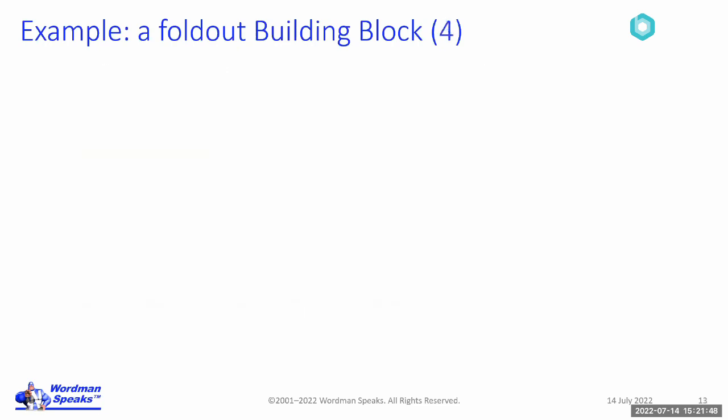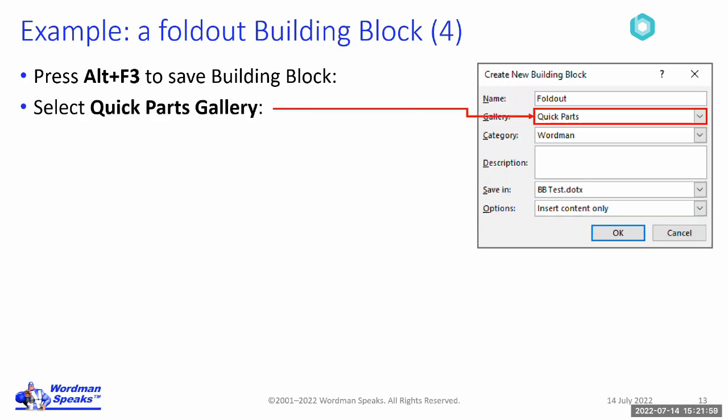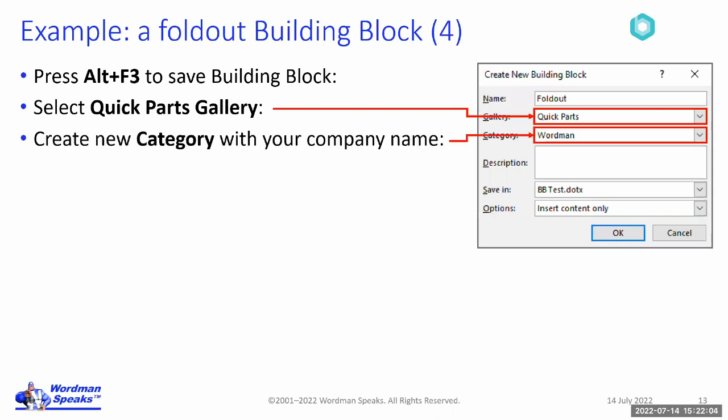Now we're going to press Alt and F3 together. That's going to bring up the Create New Building Block dialog. We're going to select the Quick Parts gallery. That's where we want it to go. We're going to create a new category. You can use your company name or whatever. You could say, Wordman different sections or something, if you have more than one. You can have multiple categories within Quick Parts.